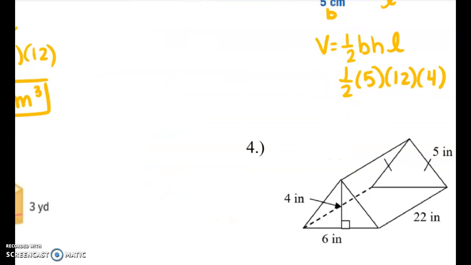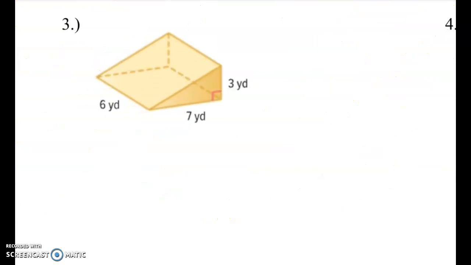All right, we've got 2 more here to do. So I've got my triangle here. Okay, so here's my triangle. The bottom triangle is the base, how tall the triangle is the height, and then the distance between these two triangles, which is the amount right here, that's my length.